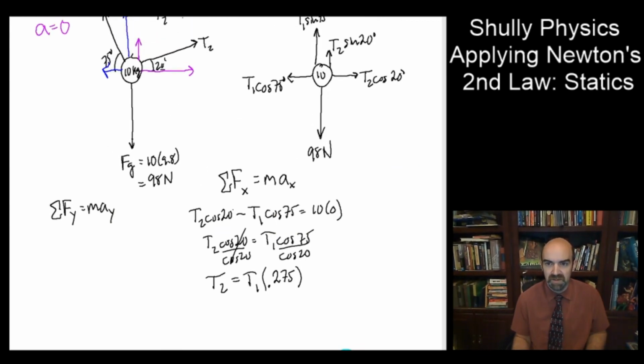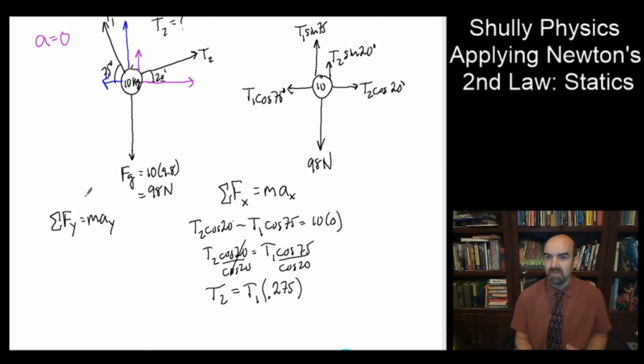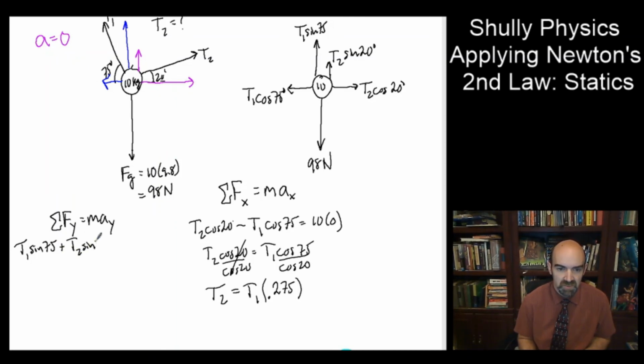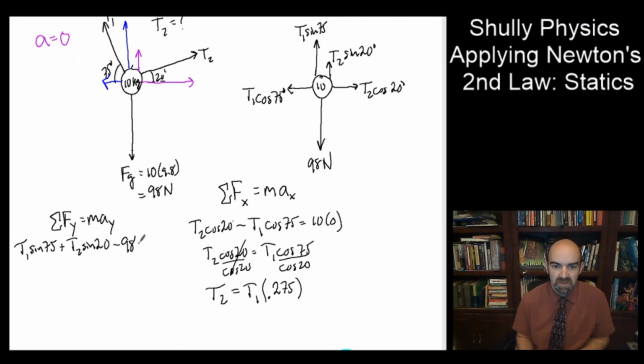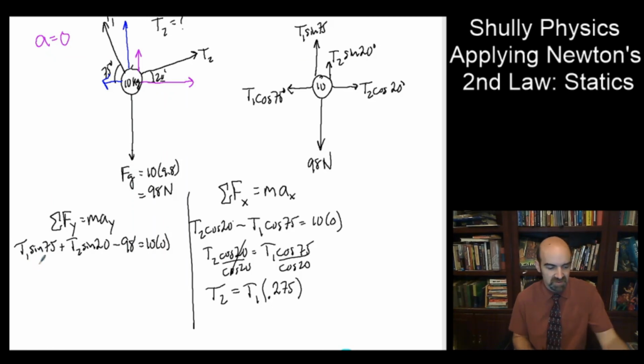All right, let's glance back at our force diagram. We've got 2 forces going up. We've got T1 sine 75 plus, in the same direction, T2 sine 20, minus 98 newtons. So we're looking at just the vertical forces here. Equals mass times 0 acceleration. I can simplify this a little bit. I'm going to bring the 98 over to the other side and figure out these signs.